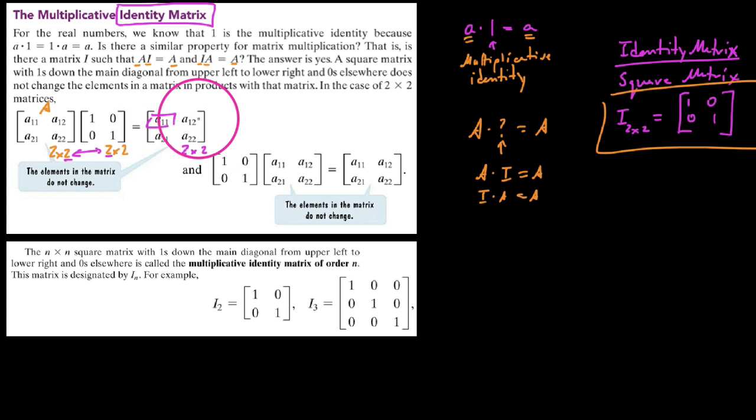To get the entry in the first row, first column, what I want you to see is that we're taking everything in the first row of our row matrix times everything in the first column. We get A11 times 1, which is A11, plus A12 times 0. That A12 times 0 cancels out and just leaves behind the A11. If we look at the first row, second column, the reason we get A12 is because A11 times 0 wipes out, plus A12 times 1. So if we go through all of the multiplication here, we end up with the same matrix that we start with.